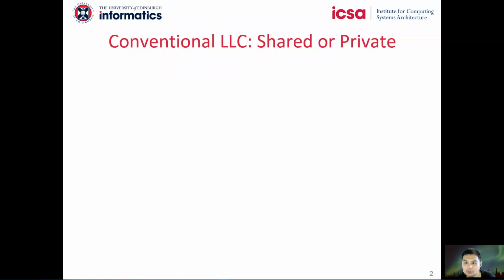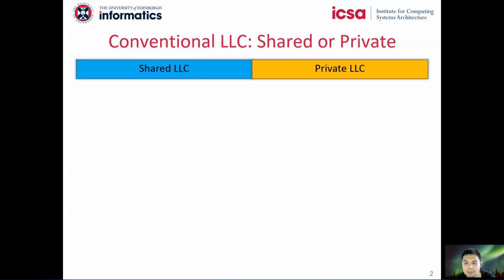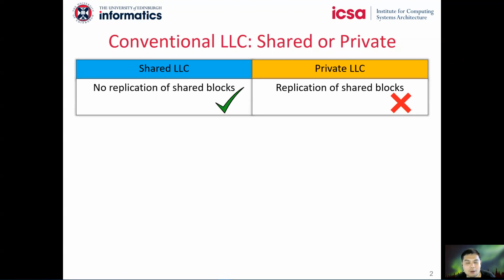So as we all know, today's processors employ shared LLC. So let's have a quick look at the comparison between conventional shared LLC and private LLC. We can see in shared LLC, when a block is shared, there is only one unique copy of the block located in the LLC, but the block may need to be replicated multiple times in coarse private LLC. This means that the shared LLC has a higher effective capacity.